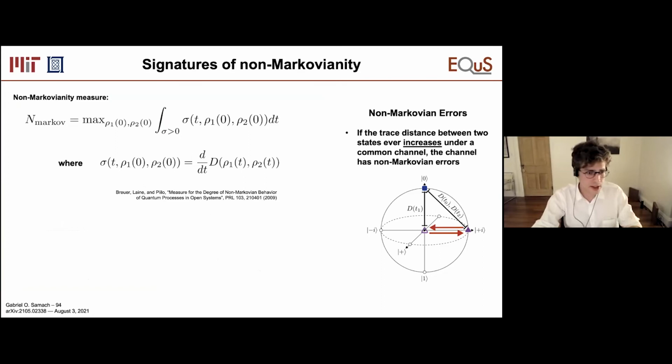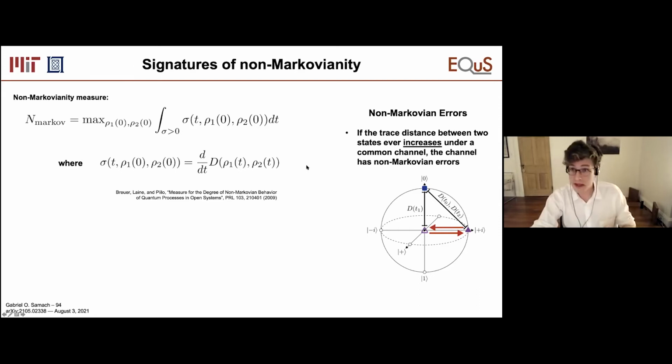This was noted, at least as far back as 2009, by Breuer, Laine, and Piilo, when they proposed a non-Markovianity metric based on this principle. They propose this measure, which we term N in the paper. It is a maximum over pairs of states, rho 1 and rho 2, where we integrate this function sigma, where sigma is the time derivative of the trace distance between these 2 states.